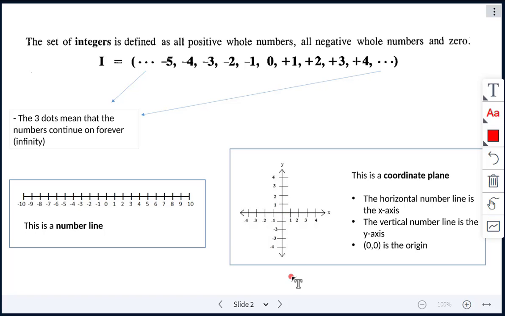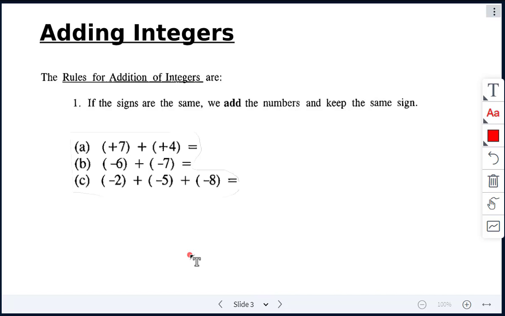Again, notice from 0 to the right are the positive numbers, to the left are the negative. If we go up, they are positive. If we go down, they are the negative numbers. All right, so we are going to look at operations with integers today, and we'll start by looking at adding integers.